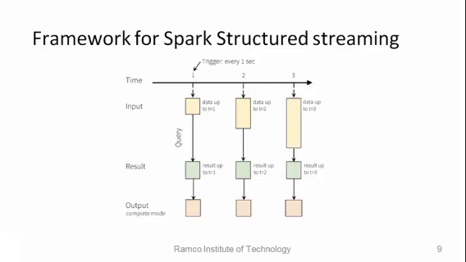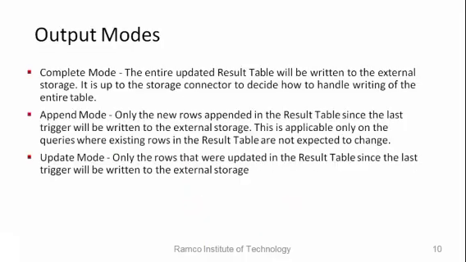This is the framework for Spark structured streaming. The key idea in structured streaming is to treat a live data stream as a table that is being continuously appended. This leads to a new stream processing model that is very similar to a batch processing model. You will express your streaming computation as a standard batch-like query on a static table, and Spark runs it as an incremental query on the unbounded input table. Let us understand this model in more detail.